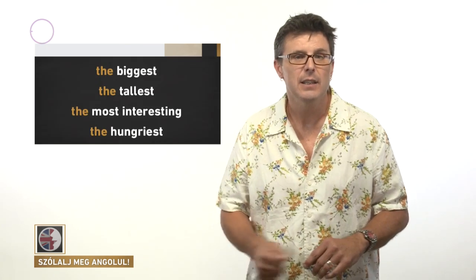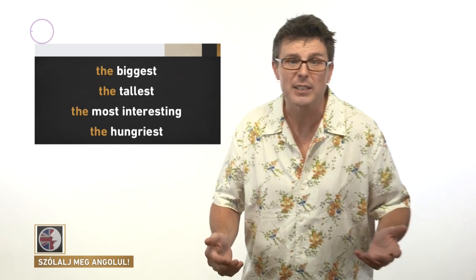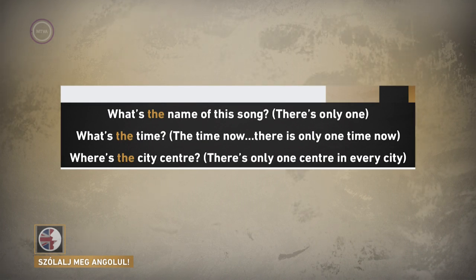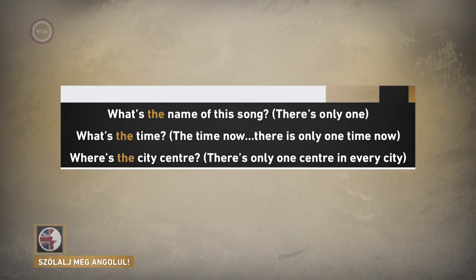Okay, now yesterday we saw some other times when we used the definite article, didn't we? We know that we use the definite article when we make the superlative form of an adjective, for example. The biggest, the tallest, the most interesting, the hungriest. We know that we use the definite article when it's clear what we mean. What's the name of this song? There's only one. What's the time? The time now. There is only one time now. Where's the city centre? There's only one centre in every city.